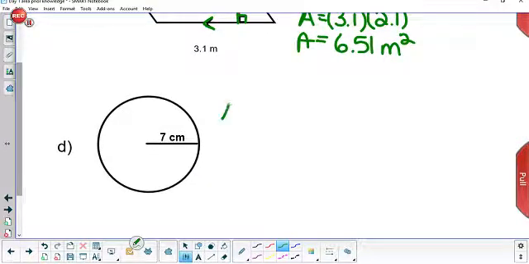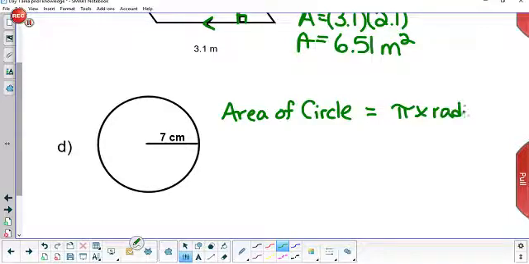Area of a circle. Area of a circle is pi times the radius squared. Now it's important to remember, radius is half the distance across a circle. Sometimes if you're given a diameter, you have to divide the diameter by 2 to get the radius. Diameter would be all the way across. Pi is also equal to 3.14, and that's important to note as well.